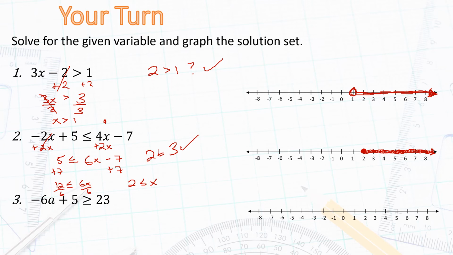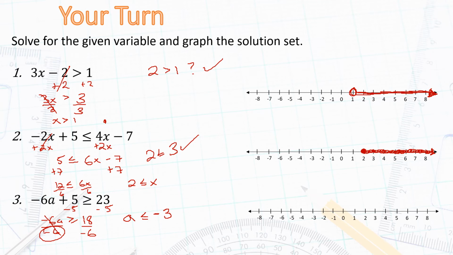All right, so now the third one, minus 6a plus 5 is greater than or equal to 23. Subtract 5 from both sides. Minus 6a is greater than or equal to 23 minus 5 is 18. Divide by minus 6. So now alarm bell goes off in my head. I just divided by a negative number, which means my inequality sign is going to have to switch over. So a is now less than or equal to, and you got 18 divided by negative 6. A positive divided by negative is a negative number, and 18 divided by 6 is 3. So a is less than or equal to negative 3.